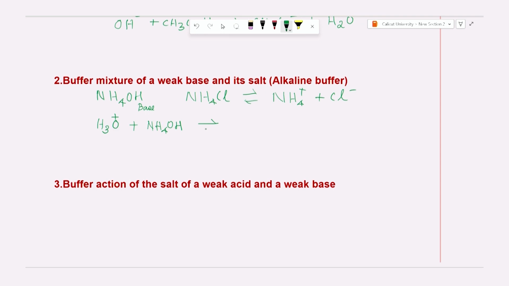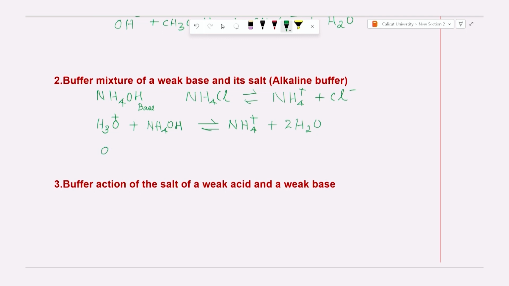The ammonium hydroxide gets converted into NH4 plus, and OH is taken up by this, we will have 2H2O. So, again it is being removed. There is no excess of H3O plus ions, and therefore, the pH does not change.